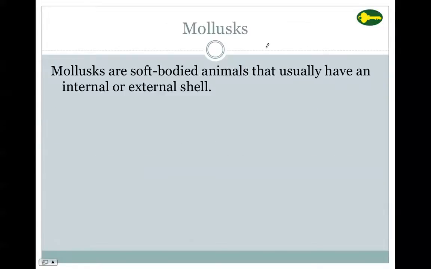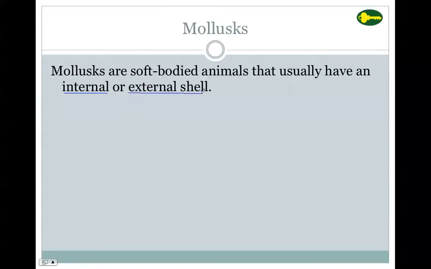So the mollusks. The mollusks are soft-bodied animals. They're invertebrates. They do not have a skeleton. Instead, they have an external shell or an internal shell. And so they're not vertebrates. They do not have a vertebral column or backbone.